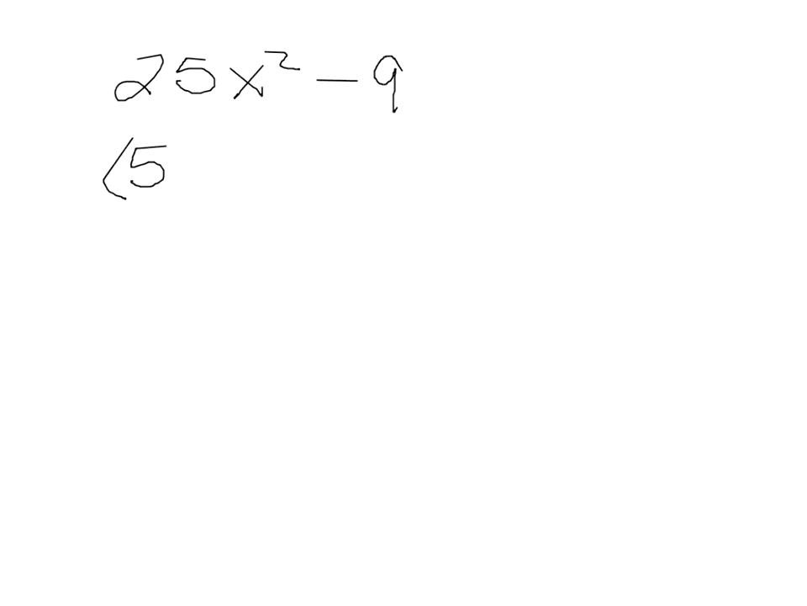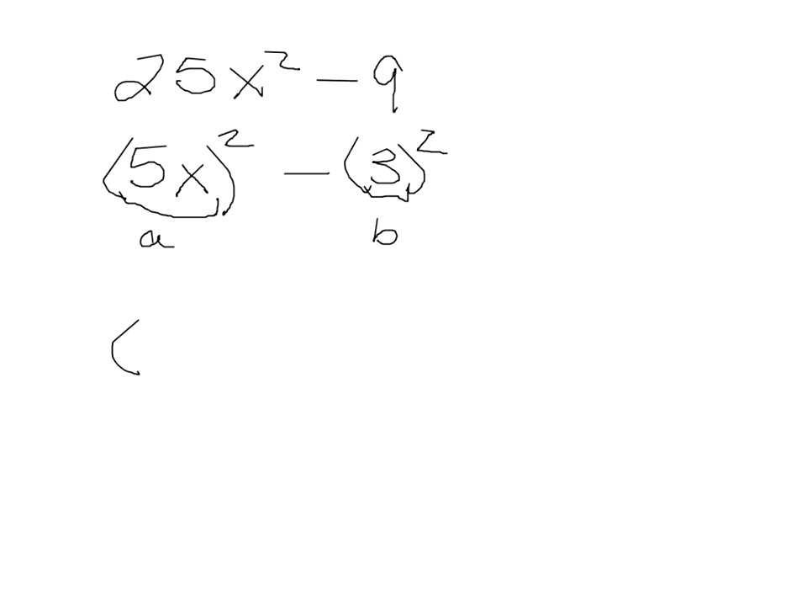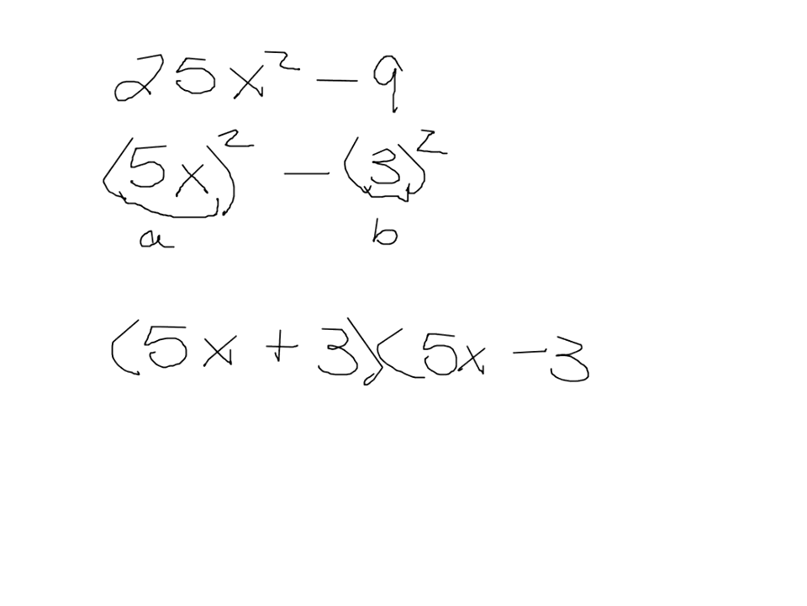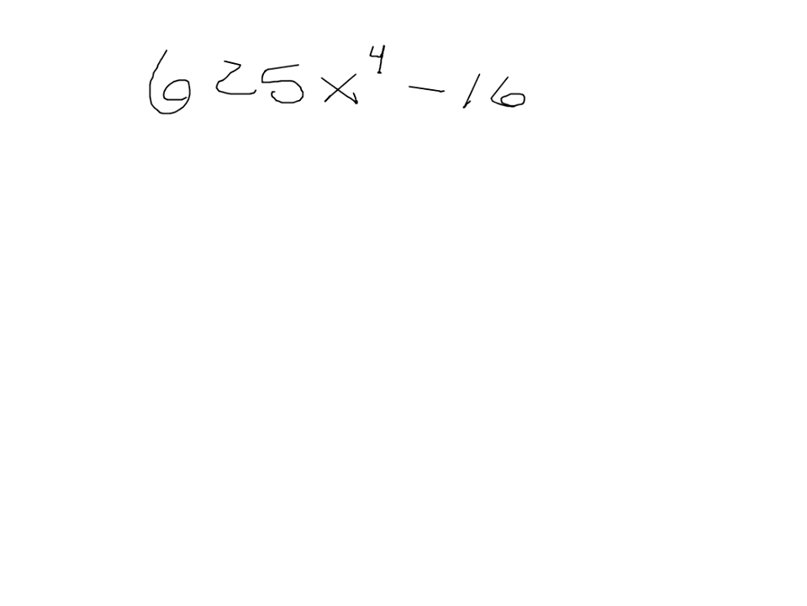Okay, so here's another difference of squares. So 5 squared is 25, and x squared is x squared. So 5x squared is 25x squared, and 9 is 3 squared. So this whole term is my a, and this is my b. So I get a plus b times a minus b, and that's my factorization.